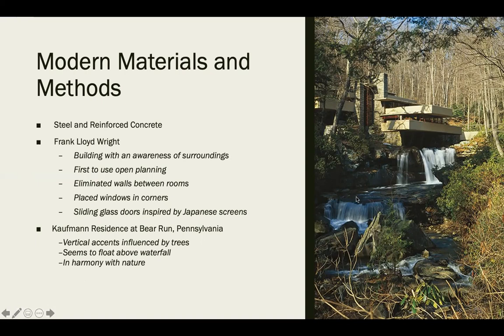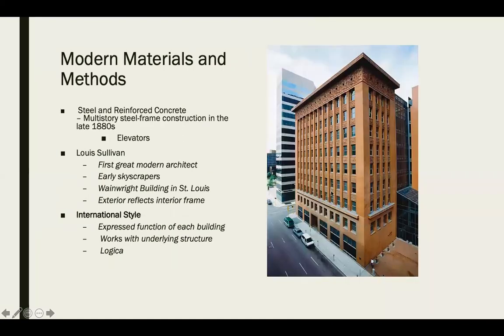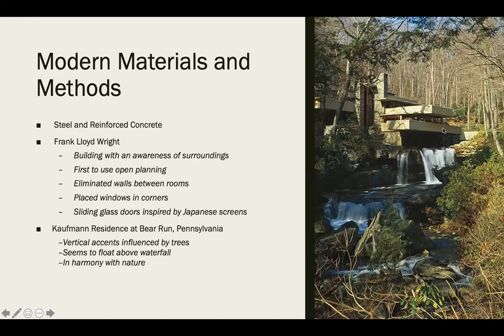This is the Kaufman residence at Bear Run in Pennsylvania, and this house is one of the first to use a totally open floor plan. It eliminated the walls between the rooms, so it was very open, unlike this building here where you can tell there are a lot of cubicles and walls dividing the space. This is all one big open floor plan, which is really popular today as well. So, elimination of walls between the rooms. He placed windows in the corners to make the space look bigger, and had even sliding glass doors that are inspired by Japanese screens to make the space feel even more open.